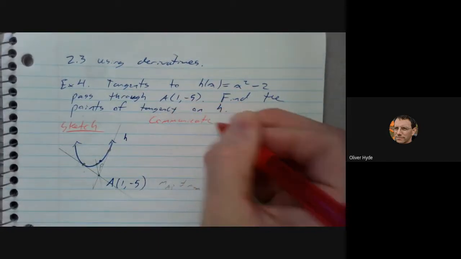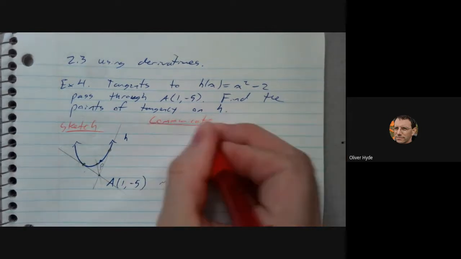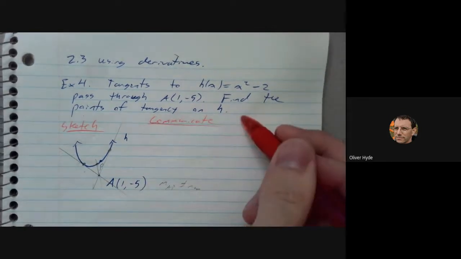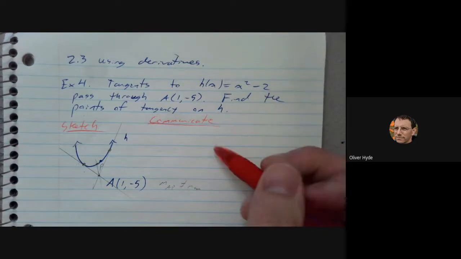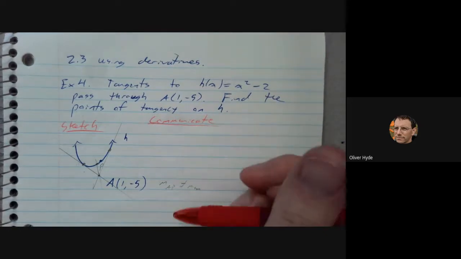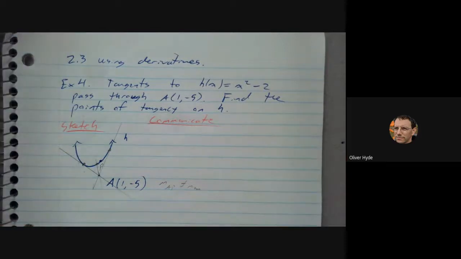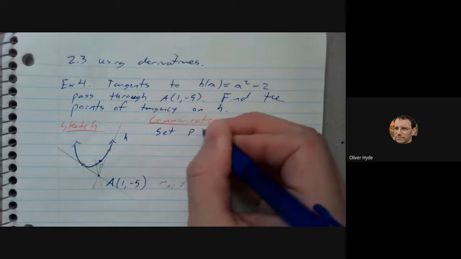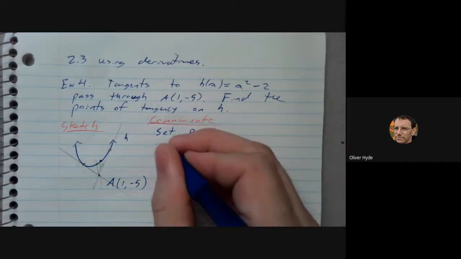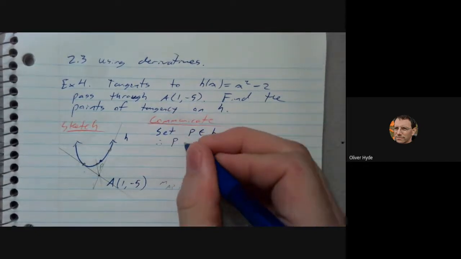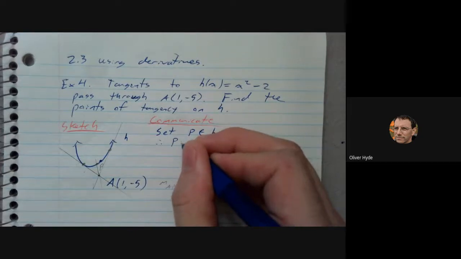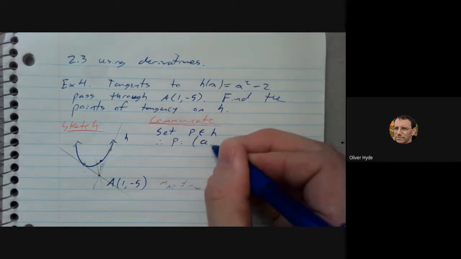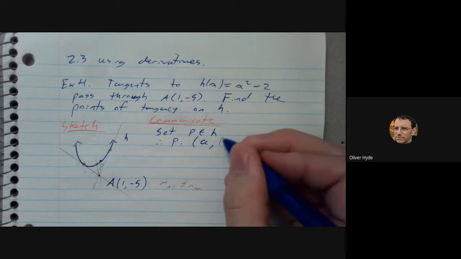The directions to a question like this will usually say, as always, justify algebraically, because you should always be justifying, but it's a reminder that you're expected to tell your reader what you're doing and announce what you're doing in this case. So I'm going to set P to be a point on H. That means that the coordinates of the point P are going to be A, comma, you could call it P of A.